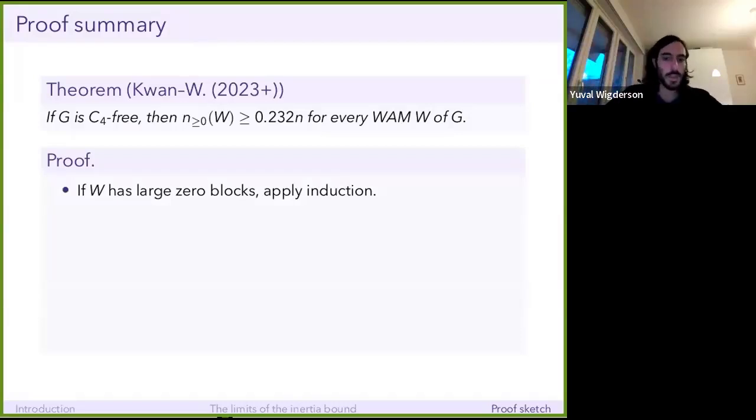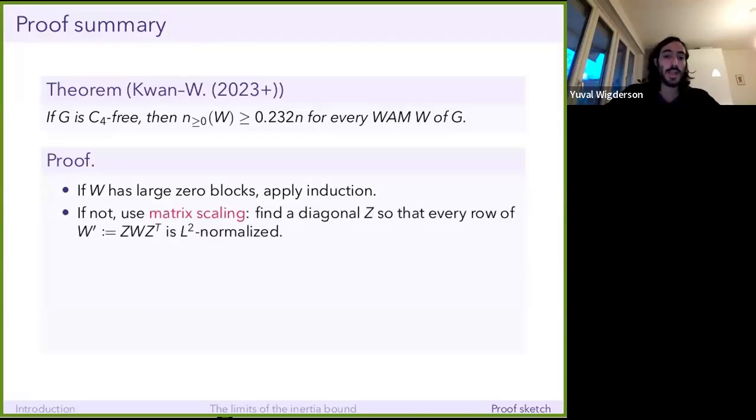Someone gives us this W. If it has large zero blocks, then we just apply this induction plus Cauchy interlacing argument that I described on the last slide. So we reduce to a smaller problem. So we can assume it doesn't have large blocks. And then we can use this amazing matrix scaling fact, this theorem of Sinkhorn and Knopp. We can find a diagonal invertible matrix Z such that every row of this rescaled matrix, Z W Z transpose, which I'll call W prime, has L2 norm equal to 1.